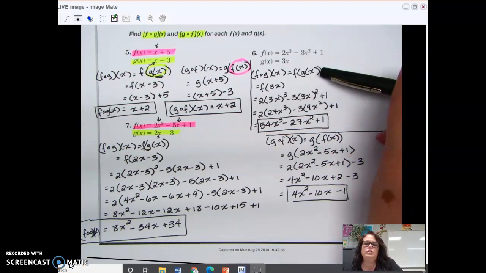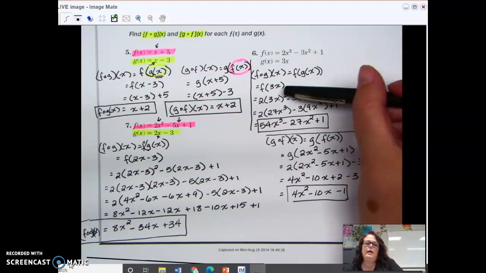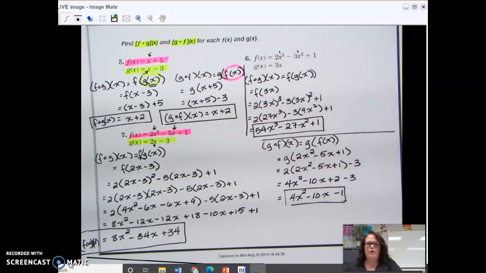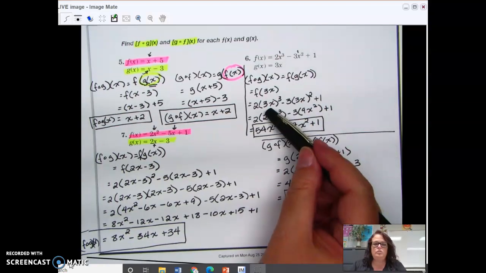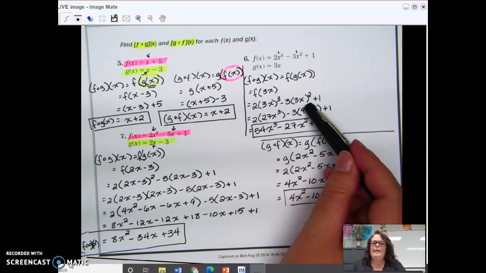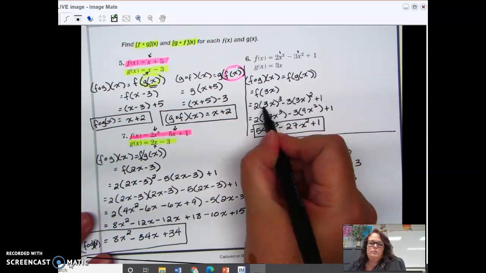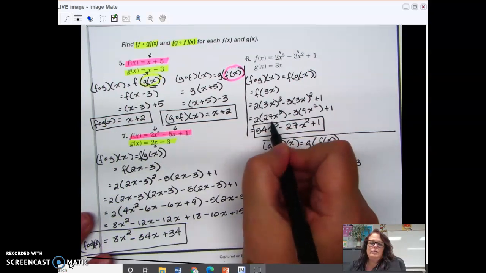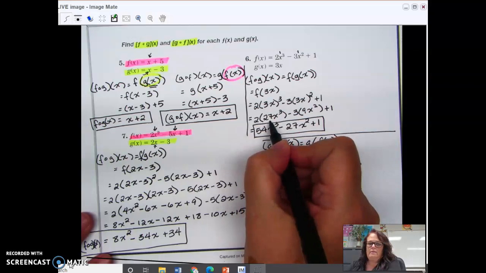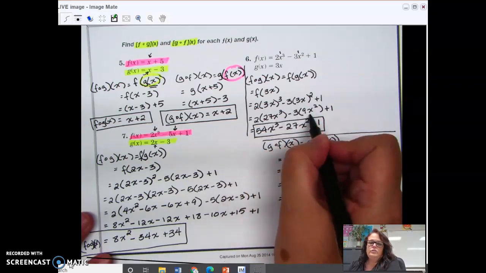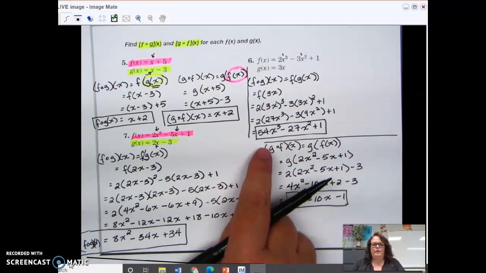So f composition g means g of x goes first, and then we're going to substitute it into f. So that means I want f of 3x, which means wherever I see x in my f equation, I'm going to substitute it with 3x. Now, one thing to make sure of is we're not just cubing the x, we're also cubing the 3. So 3x to the third power is 3 cubed, which is 27, times x cubed. And over here, 3x squared is 3 squared, which is 9, times x squared. And then that would be the simplified version.